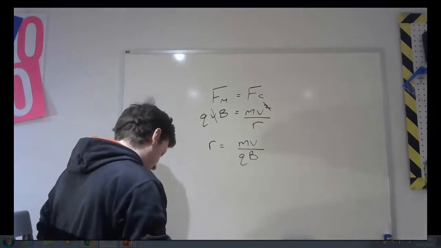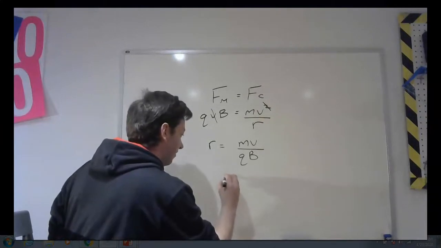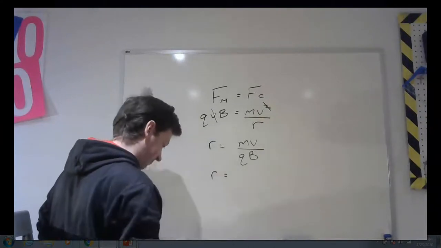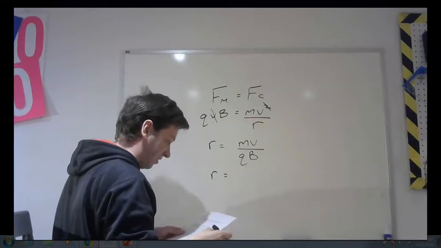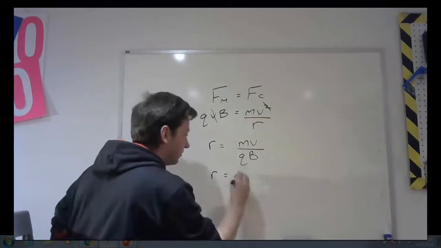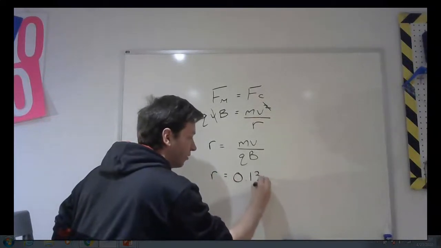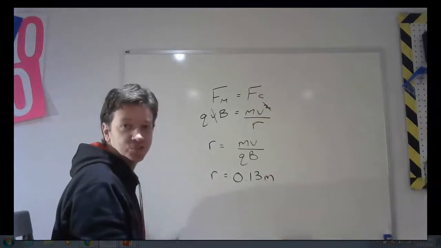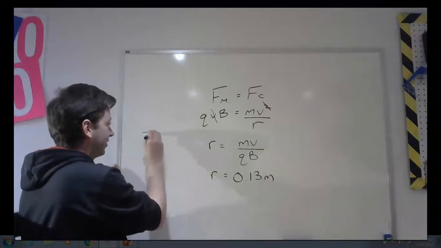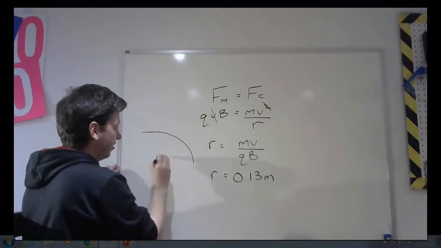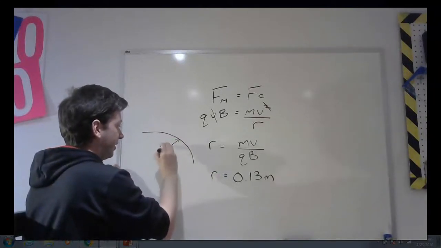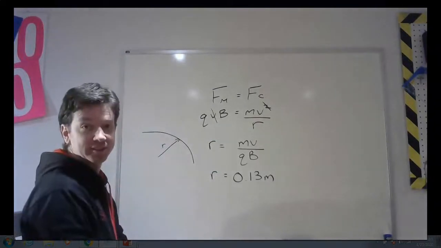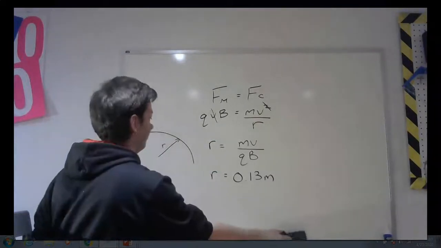Now we just sub in everything that we have. I'll let you sub in all the numbers, but we're going to end up with 0.13 meters. And that's the radius of curvature. As it enters the field and it curves, that would be r, 0.13 meters. Okay?